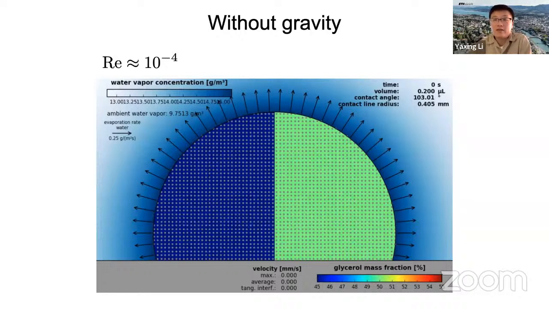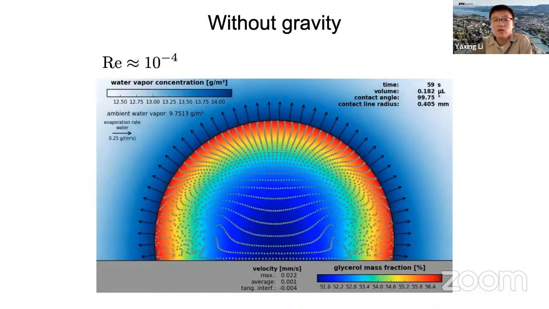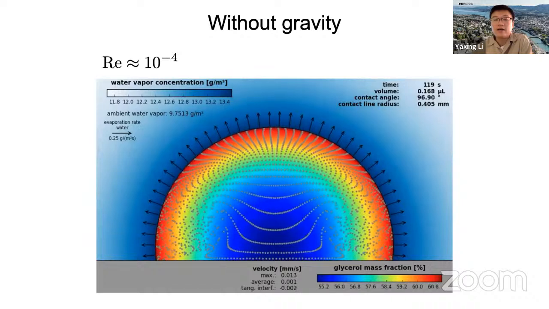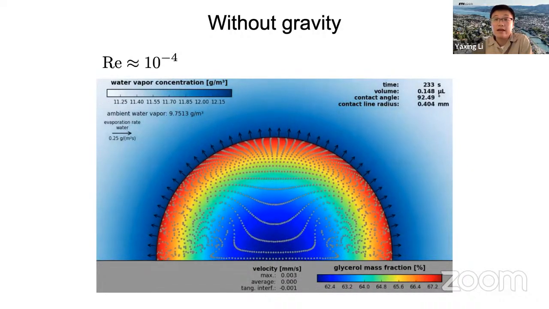We run a numerical simulation, we remove the gravity in the equation, and then we see what happens. For this typical case, because glycerol is pretty viscous, we have a Reynolds number down to 10 to the power minus 4. It's a pretty viscous Stokes flow inside the droplet. And you see here, we only see a weak Marangoni flow on the edge of the droplet, but inside the droplet in the bulk, we barely see any visible flow.